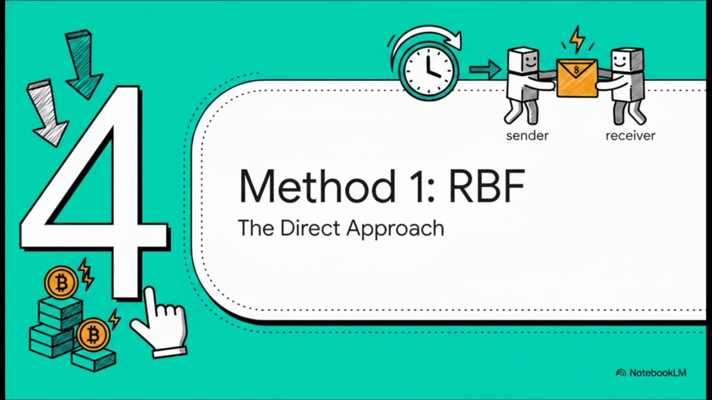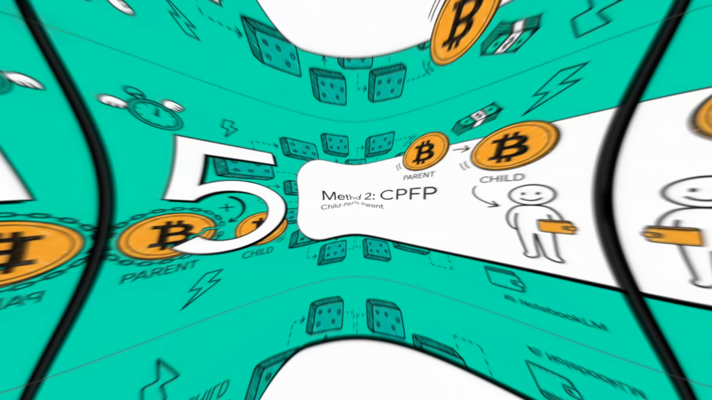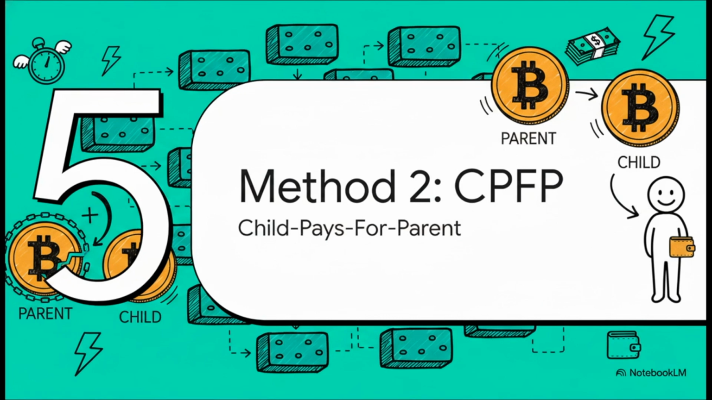Okay, let's dive into method number 1, replace by fee. This is the most direct approach, and it's a tool for the person who sent the Bitcoin in the first place. RBF is basically like tearing up your original cheap plane ticket and buying a new one with a first-class upgrade. Your wallet builds a brand new transaction that spends the exact same Bitcoin as the stuck one. The key difference is that this new version has a much more attractive fee rate. When you send it out, miners see it's more profitable, so they just drop your old low-fee transaction and replace it with this new better one. Problem solved.